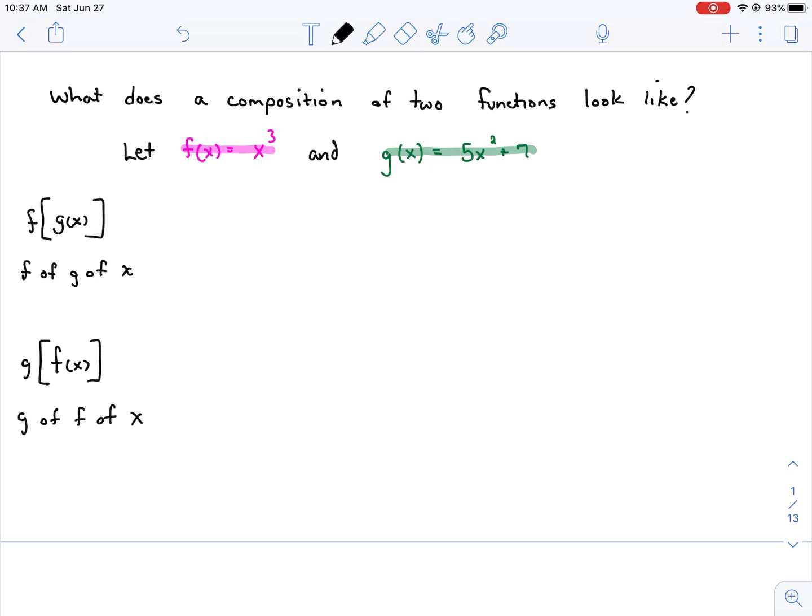And I'll start by composing f of g of x. So what does this mean? Well, this means that in the function f of x, I'm going to substitute g of x in for every x. And that's going to look like this. Like such. Notice the g of x replaced the x in the function f of x.